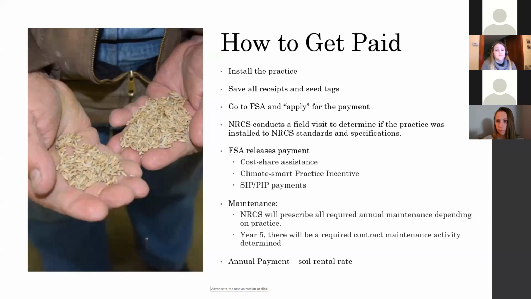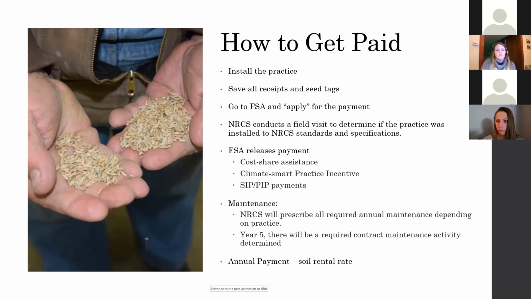NRCS will prescribe all the annual required maintenance depending on the practice of what you will need to do, and you'll know that ahead of time before you sign any contracts. In year 5, there will be a required contract maintenance activity, and that again will probably be spelled out with a default practice at the beginning, but then in year 5, NRCS will come out and check the practice to make sure it's functioning how it should be, and we will suggest whatever maintenance is appropriate and site specific at that point in time.